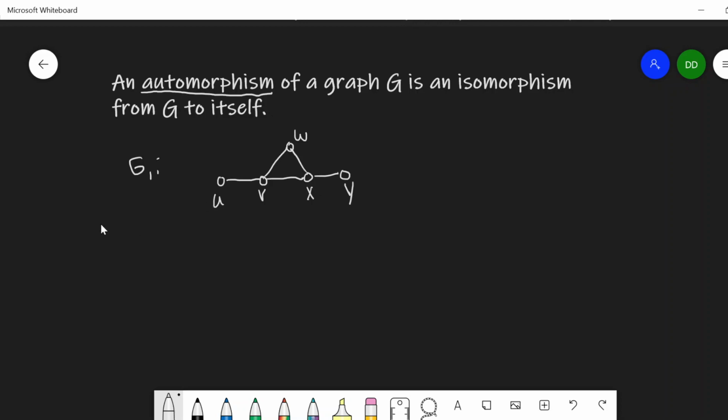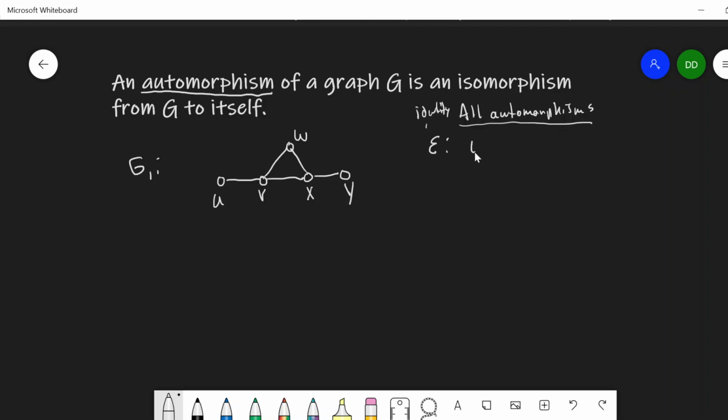So let's just take a look at an example. Here is G1, and let's find all the possible automorphisms from G1 to G1. One important thing to note is that no matter what graph you're looking at, there's always the identity automorphism. That is the automorphism that's just the identity on the vertex set, that sends every vertex to itself. We'll call it epsilon here, the identity automorphism.